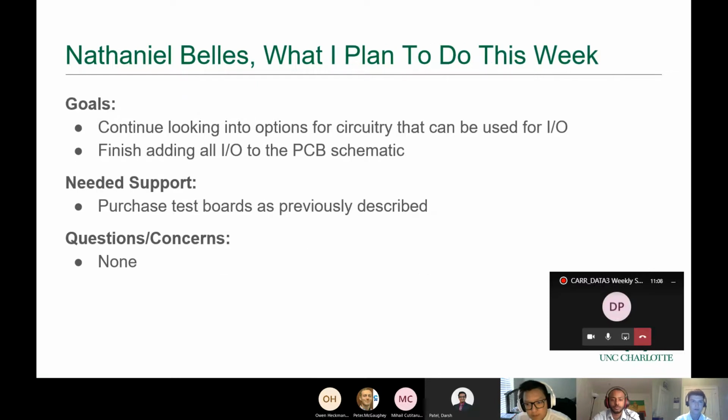And for this upcoming week, he plans to continue looking into options for circuitry that can be used for I/O, finish adding all I/O to the PCB schematic, and needed support consists of purchasing the test boards as previously described. And at the moment, he doesn't have any questions or concerns.